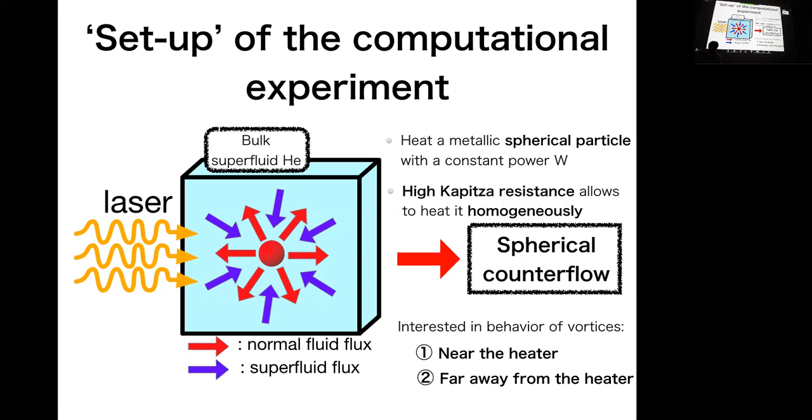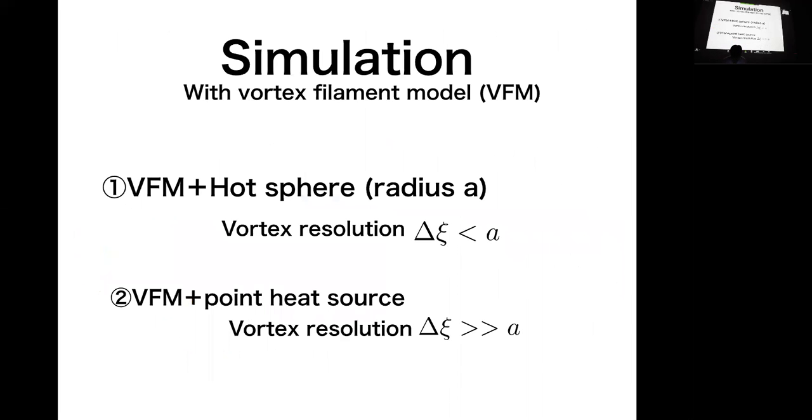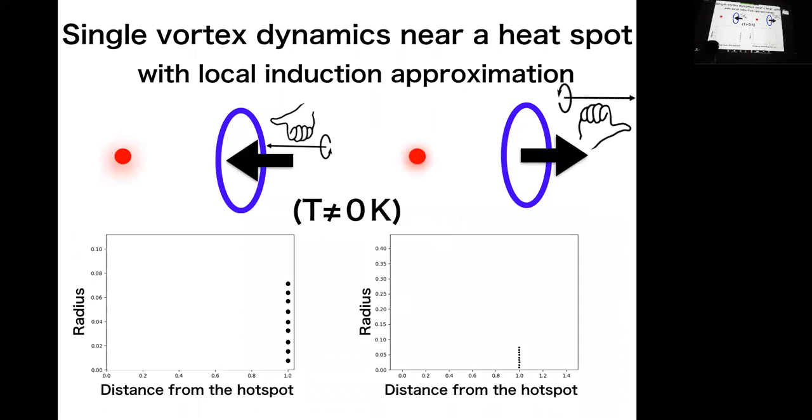What we are interested in is the behavior of vortices near the heater and far away from the heater, I mean the heated particle. And we did two cases of simulations. One is near the sphere, another is far away from the sphere. But let me explain the dynamics of a single vortex near a heat spot first, for simplicity.